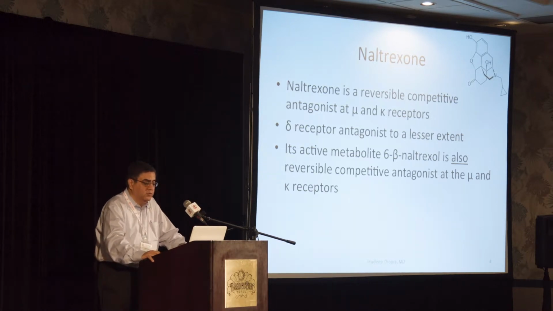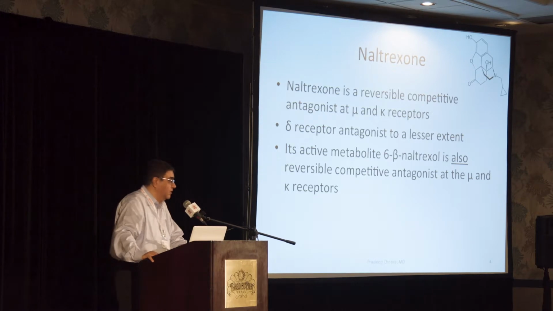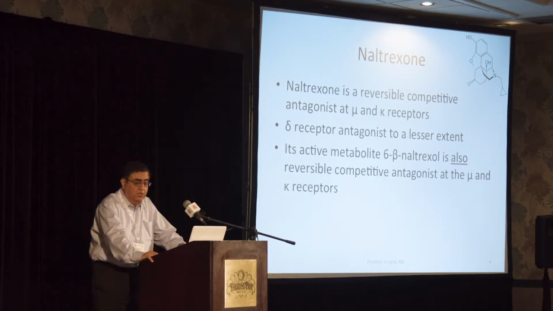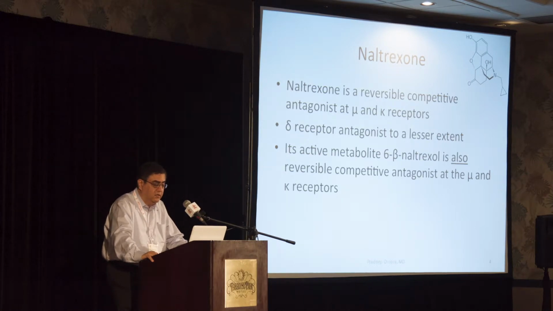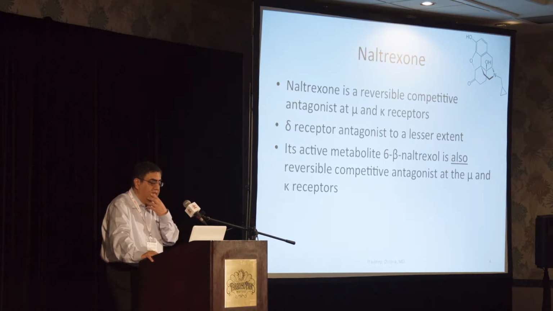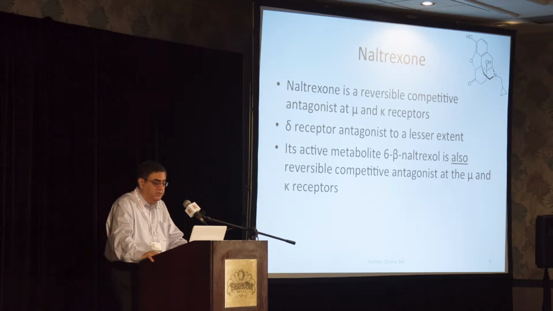Naltrexone is an old drug. It was approved about 30 years ago by the FDA for the treatment of alcohol and heroin addiction. But this is not what we are going to talk about today. We are going to talk more about its use in a very low dose, and hence called LDN, or low dose naltrexone. Naltrexone is a reversible competitive antagonist of the mu and kappa receptors.